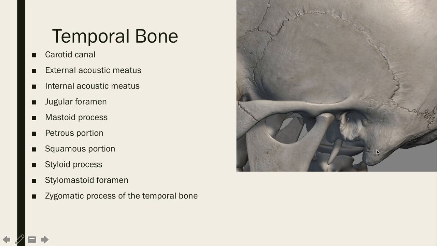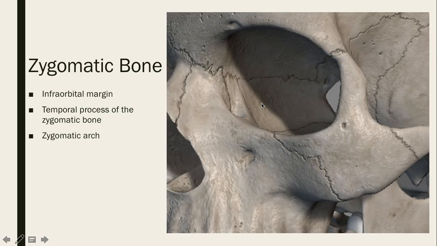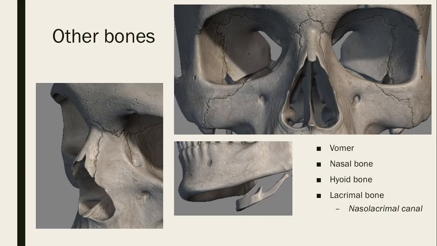The zygomatic process of the temporal bone is this little section here. It's still on the temporal bone, so we say of the temporal bone, but it's right before it meets the zygomatic bone, so it's called the zygomatic process. On the zygomatic bone, we have the infraorbital margin, which is just the bottom of the eye socket, this ridge. We have the temporal process of the zygomatic bone. This is the temporal process because it's right before the zygomatic bone meets the temporal bone. And then we have the zygomatic arch. I'll talk more about that in a second. I actually have a better picture in the next couple slides.